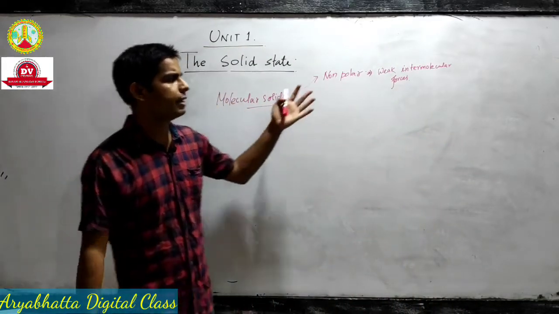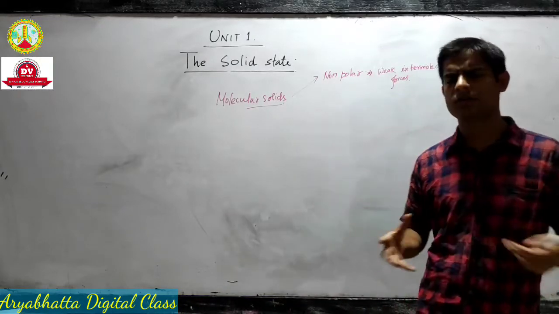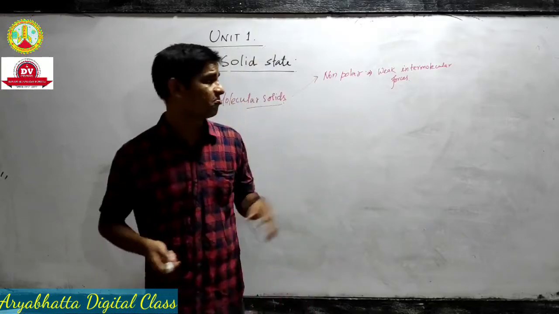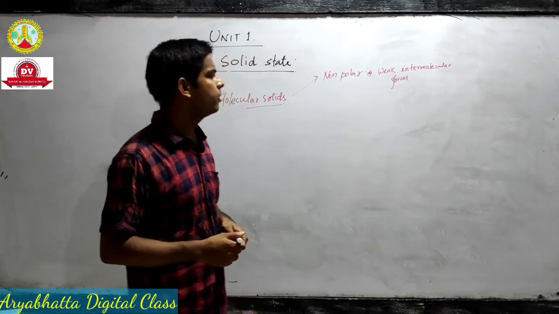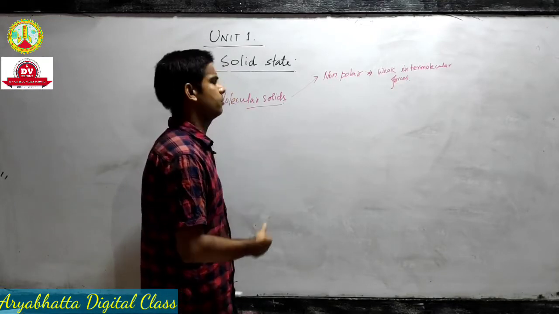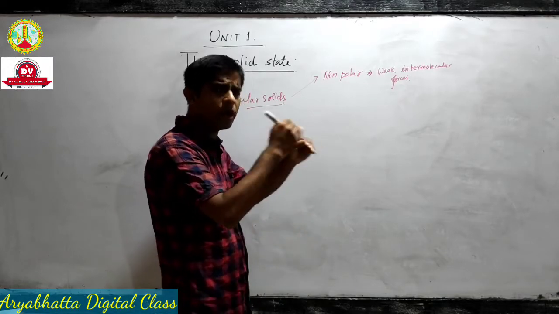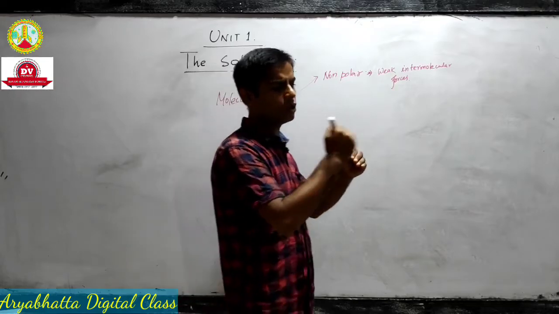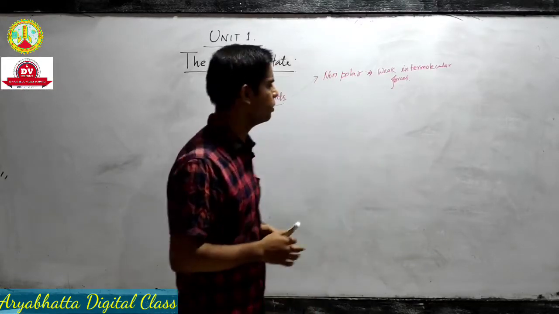The examples are hydrogen, oxygen, I2, Br2. So these are some non-polar molecular solids, those which have covalent bonds. We know about polar and non-polar bonds. So when the bond is non-polar, the solid is also a non-polar molecular solid.